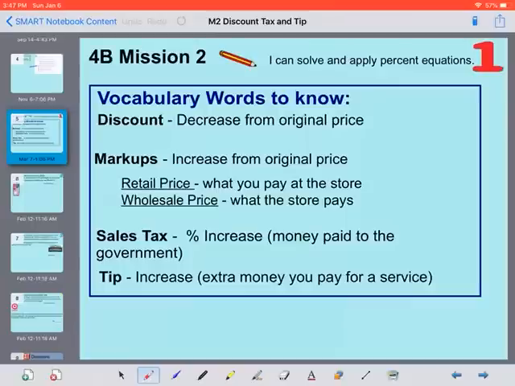Hello, today we are doing our second mission of this unit, which is solving and applying percent equations. We're looking at discounts, tax, and tip today. So first, a few vocabulary words that you should know.